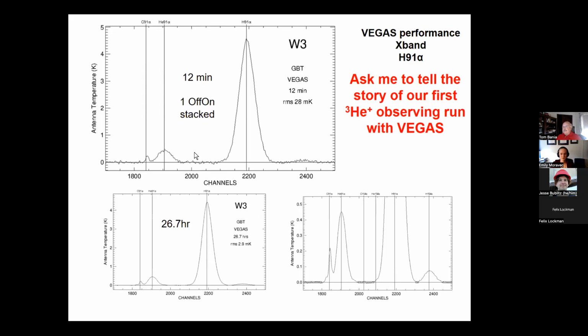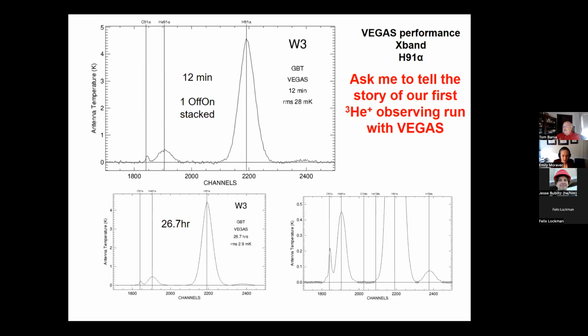D2? No. We've looked, but the deuterium line is 10 to the 5 down. It's just too weak for us to ever find it.